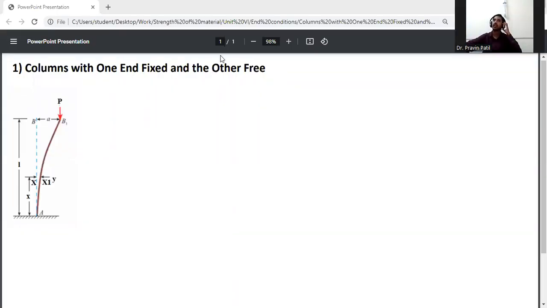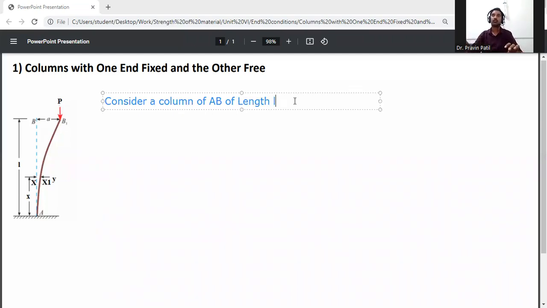Okay, column with one end fixed and the other end free. First of all, consider a column AB of length L. Critical load applied at B.